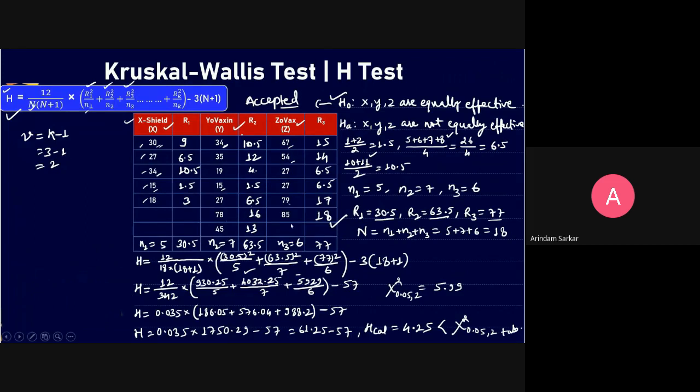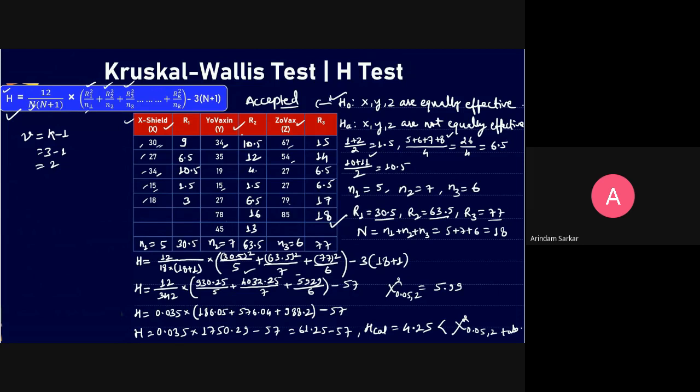suppose you need to take some vaccines: Covishield vaccine, Y vaccine, Zovax vaccine. This is just for example. Then I have written these results here, and my target is to check whether the effectiveness of all the vaccines is the same or not. That means, what is my null hypothesis? X, Y, Z are equally effective. This is my null hypothesis. What is my alternate hypothesis here? X, Y, Z are not equally effective, right?